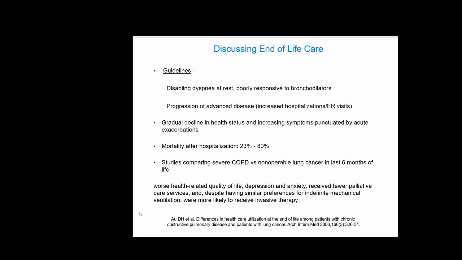The study showed that we have a bias against getting palliative care and hospice involved in advanced COPD, because in this study, those patients with COPD, compared to the inoperable lung cancer cohort, had worse quality of life. They were more depressed and anxious. They were referred less commonly to palliative care, and were more likely, unfortunately, to receive invasive therapy. So please bear that in mind. Next slide.